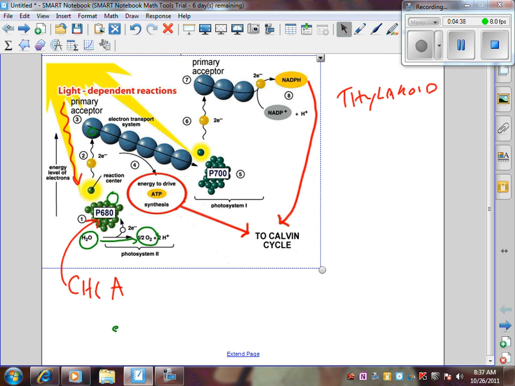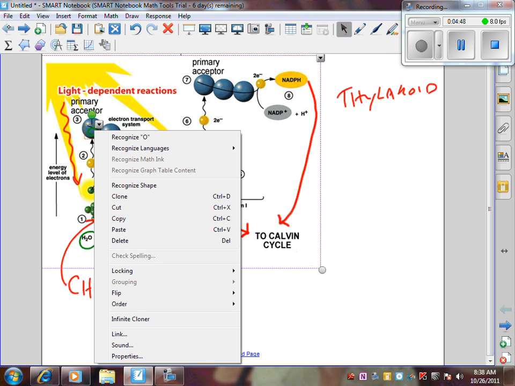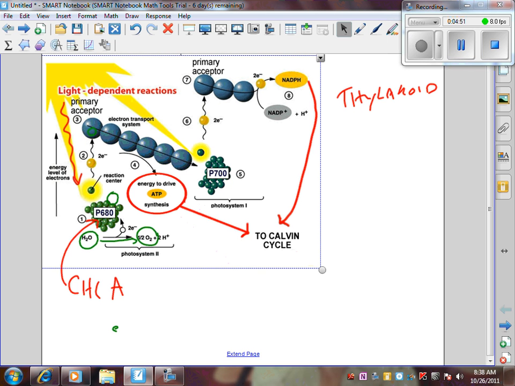So we're talking the splitting of water is going to give the electron back to chlorophyll A that just gave its electron up because light excited it. Now the primary electron acceptor has the electron. We don't want to lose it, so we're going to let that electron roll downhill just like we saw in the cristae.